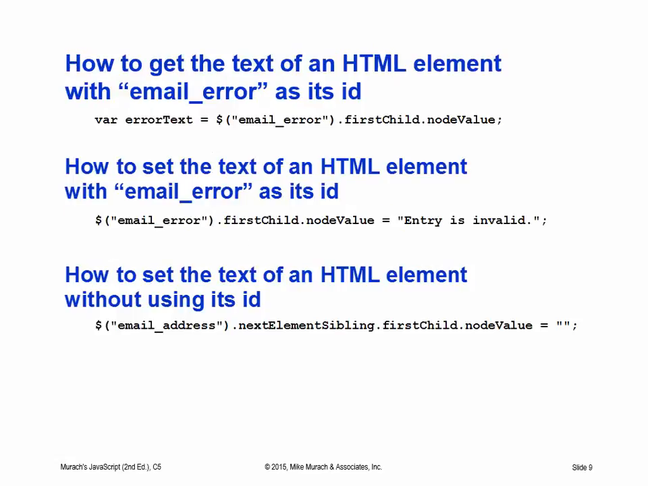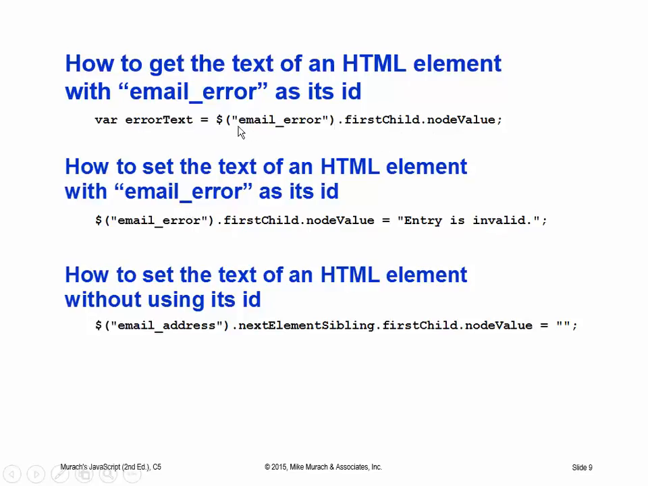So here are some examples that are shown in the middle of page 145. This first one here with the email gets the text of an element. That's the node value of an HTML element with email error as its ID. So go to the first child and get its text. Again, it's possible that this is null.